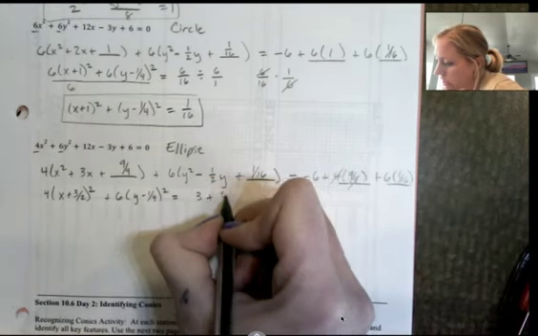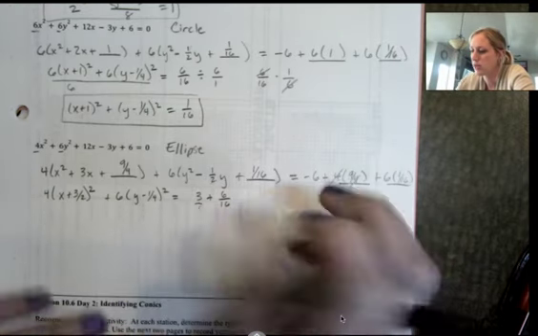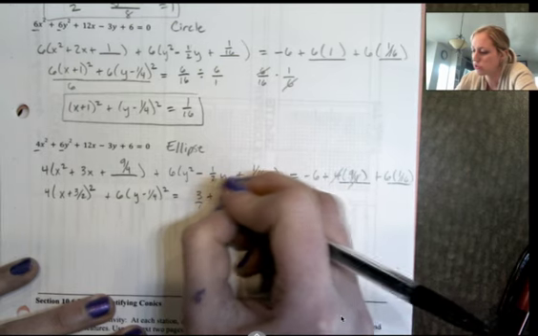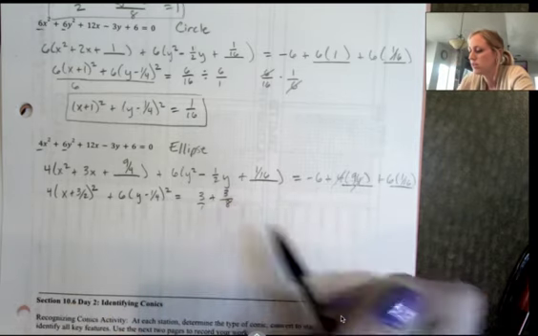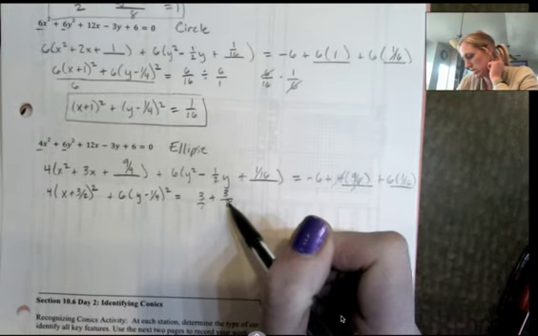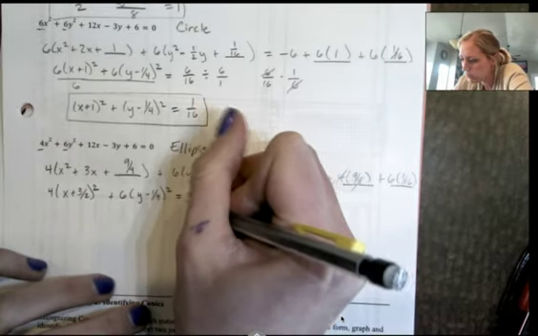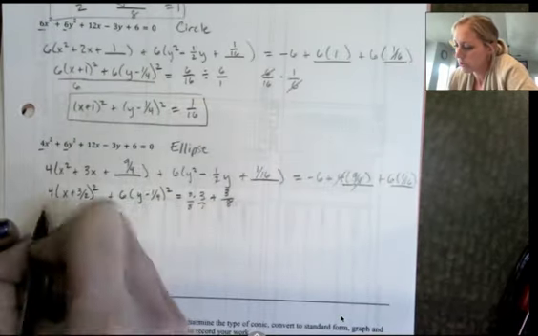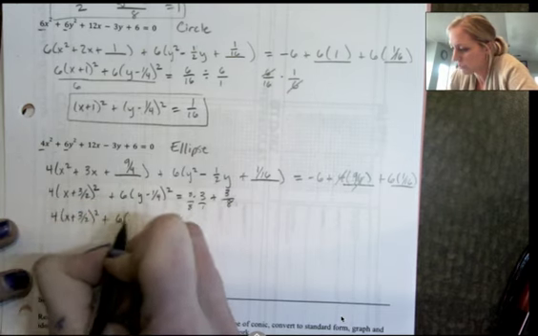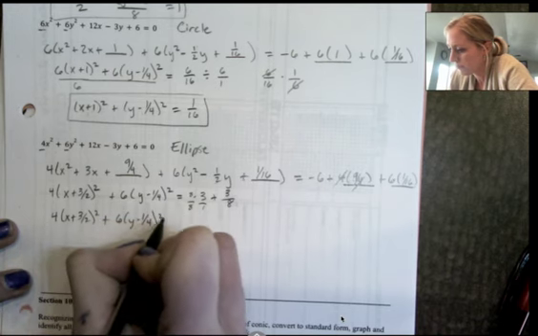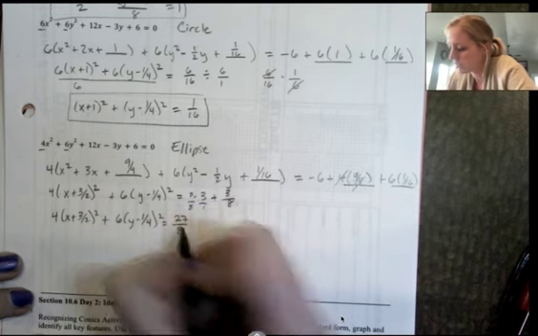plus 6 over 16. Okay, so I'm going to get a common denominator here. So I'm going to multiply. I'm going to reduce this one, though. I'm going to change that to 3/8, so I don't have to deal with quite as big. All right, so 3/8. Let's change this to an 8. So we're going to multiply by 8 over 8. Okay, so we have 4 times x plus 3/2 squared plus 6 y minus a 4 squared. Okay, here I'm going to get 24 plus 3 is 27 over 8.